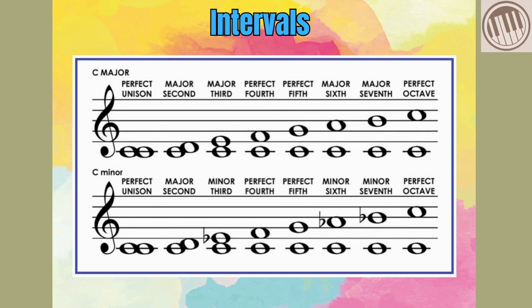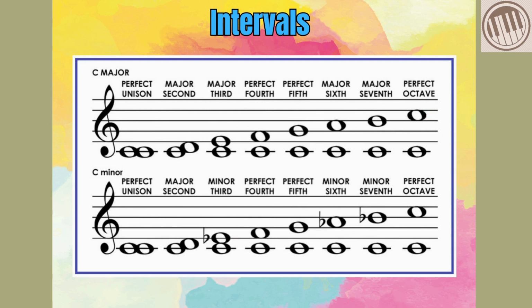As you can see, I have taken an example of the C major scale and the C minor scale, showing all the intervals between the tonic and each degree of the scale. When looking at intervals, you need to take a look at it from the lowest note to the highest. Take the scale from the lowest note and count steps up within the scale to find your interval.